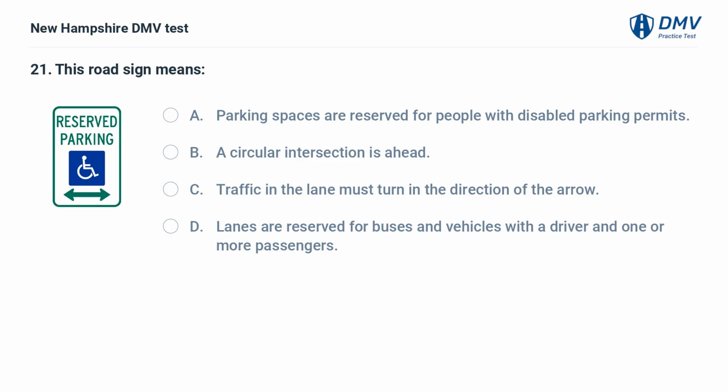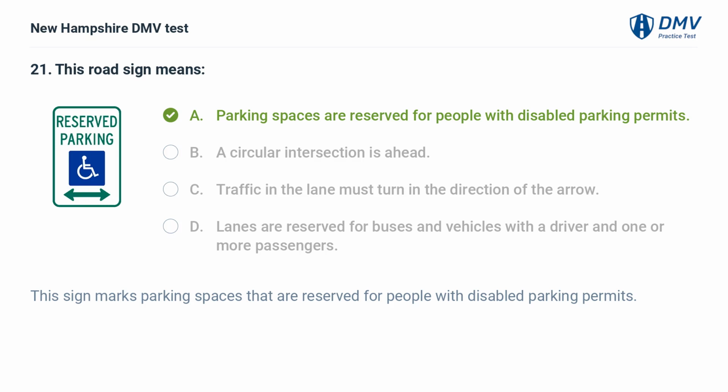This road sign means A. Parking spaces are reserved for people with disabled parking permits. B. A circular intersection is ahead. C. Traffic in the lane must turn in the direction of the arrow. D. Lanes are reserved for buses and vehicles with a driver and one or more passengers. This sign marks parking spaces that are reserved for people with disabled parking permits.